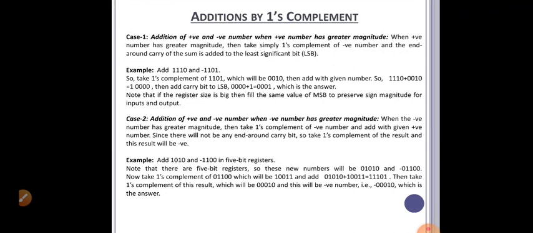There are some rules of addition by 1's complement. Let us understand it, which you all are seeing in front of you. Addition by 1's complement. There are some cases by which we have to do the addition of 1's complement, but this we will study in our next class.